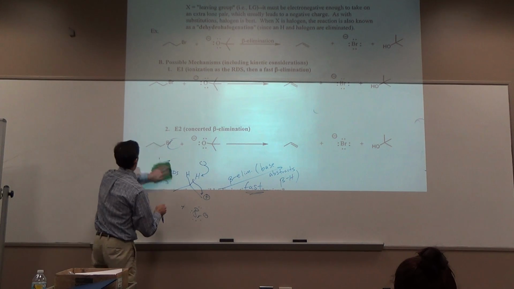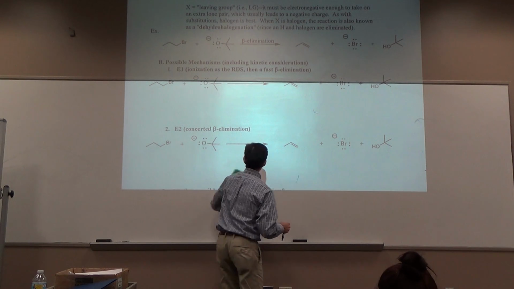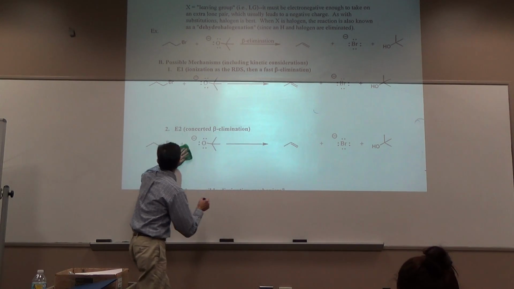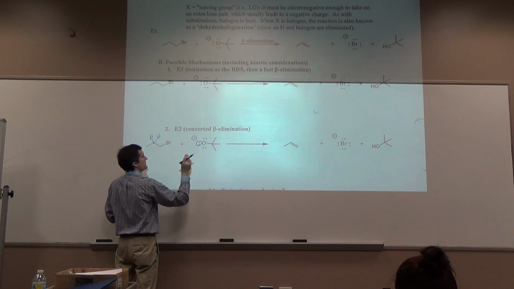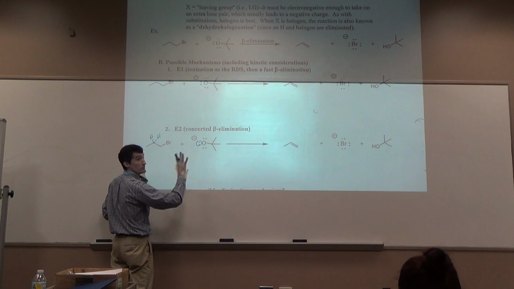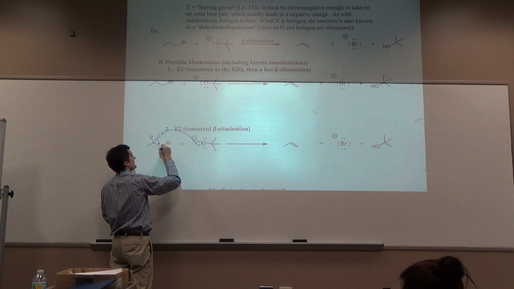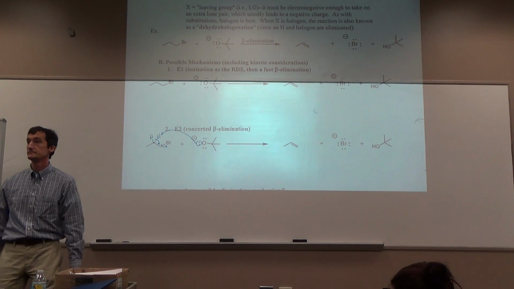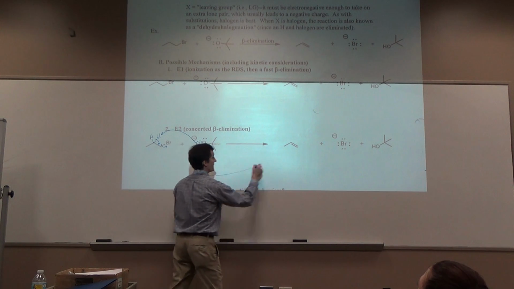Let's look at another way to do this. E2. This is going to be concerted. There's your beta hydrogens. Here we go. In this case, it's all going to be one step. The base takes the H. These come in. That gets kicked off. Three arrows. It all happens at the same time. What does all that arrow movement give? Gives all that.